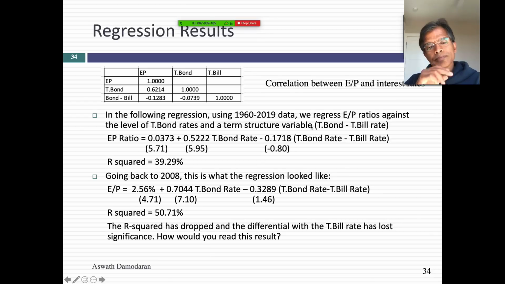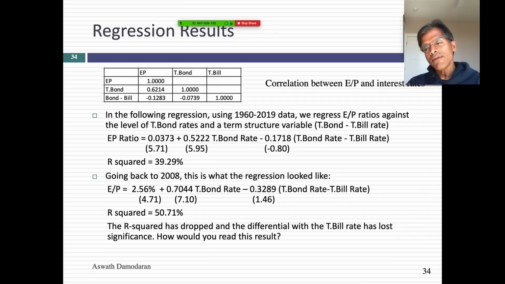So here's what I did. I did a correlation between the earnings to price ratio and the T-bond rate. No surprise, the two moved together. You saw that in the graph. I also did a correlation between earnings to price and the slope of the yield curve. And there, the more upward sloping the yield curve, the lower the earnings to price ratio. Remember, low earnings to price means high price earnings ratios.